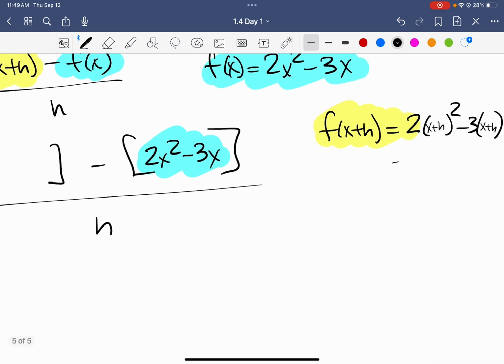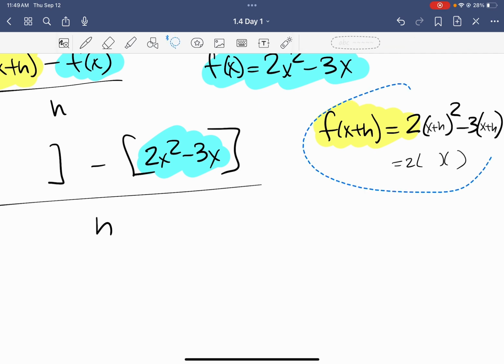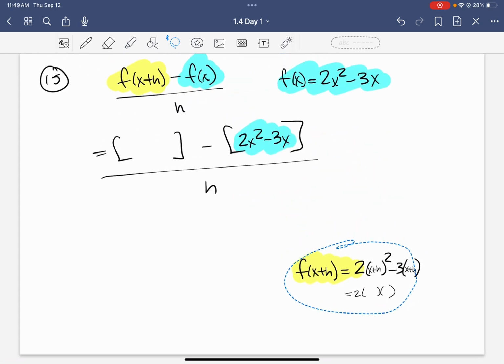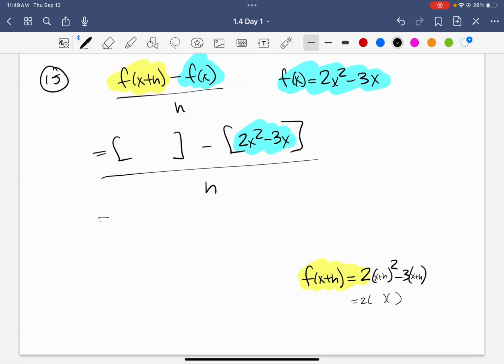Okay, so let's simplify that a little bit. I guess we take x plus h and square it. If you'll allow me to bring this down here. Let me bring it down here.